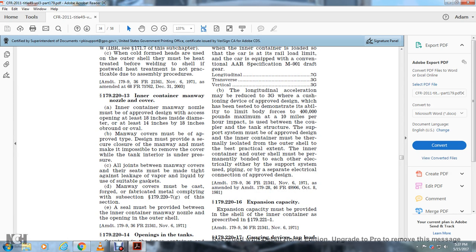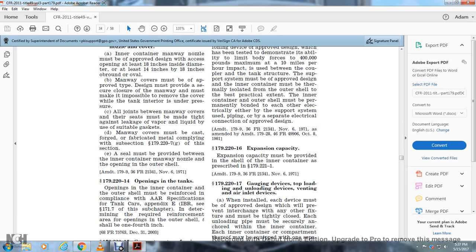179.220-13 Inner container manway nozzle. The inner container manway nozzle must be approved. The design must provide access openings at least 18 inches in inside diameter, or at least 14 inches by 18 inches for a round or oval manway. Oil covers must be approved by type of design. They must be provided with a secure closure of the manway. It must be impossible to remove the cover while the tank is under pressure. All joints made with the manway covers and the seats must be tight against leakage of vapor and liquid, with suitable gaskets. Manway covers must be cast or fabricated metal complying with subsection 179.227G. A suction seal must be provided between the inner container manway nozzle and the opening of the outer shell.